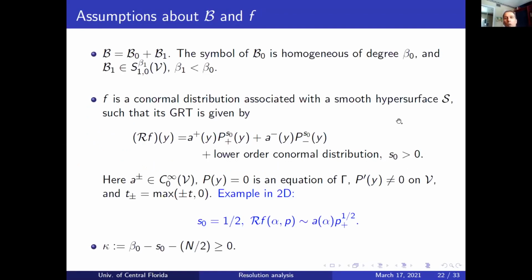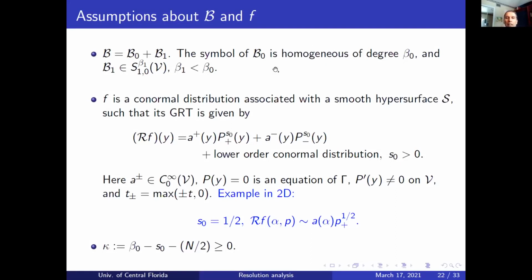Okay, so what are the assumptions about the pseudo-differential operator B and F? For B, we assume that the principal symbol of B is homogeneous of degree beta naught in the frequency variables, plus a lower degree pseudo-differential operator.